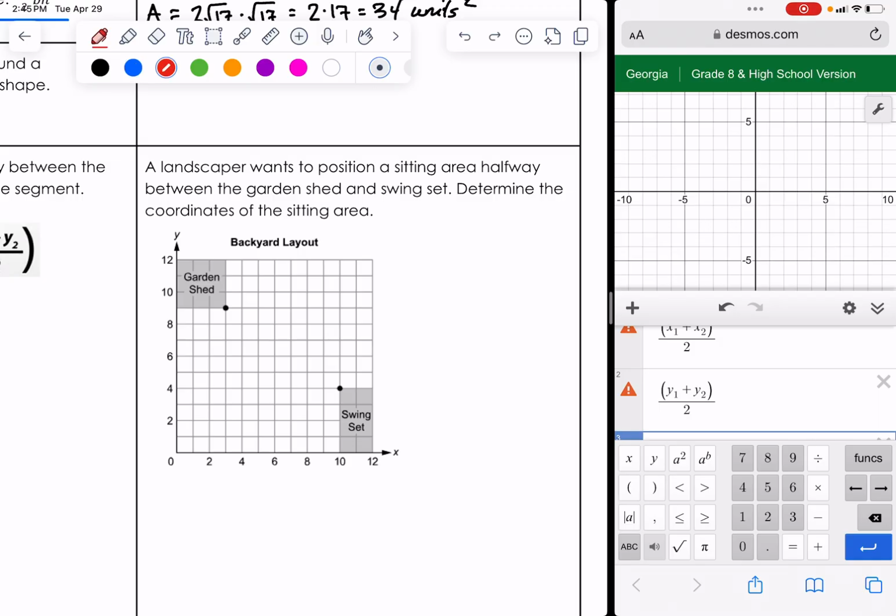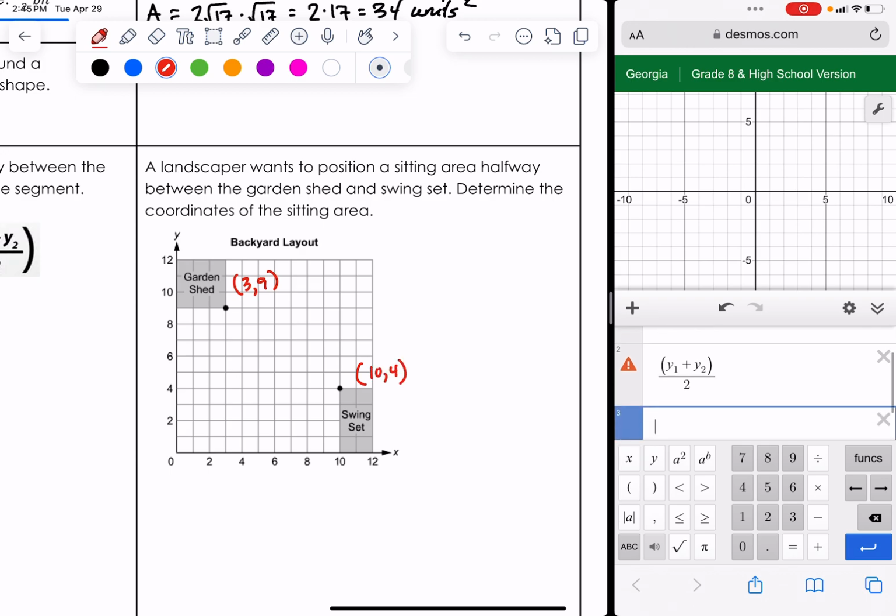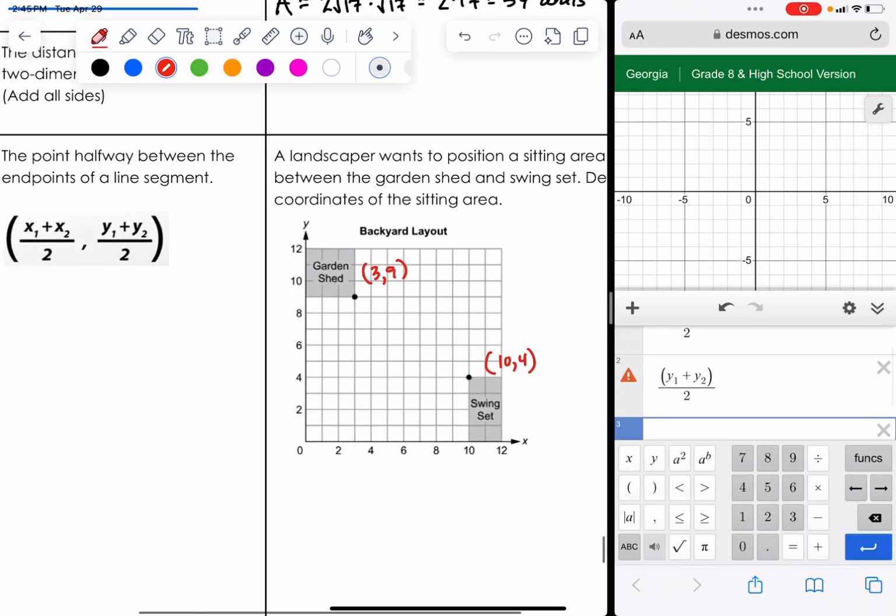So we can do this really what I would refer to as the long, hard way. So we got the point 3, 9, and we have the point 10, 4, and we can go through here and use our midpoint formula, which says to add the x's, which would be 13 divided by 2, and add the y's, which would also be 13 divided by 2. Both of these are 7.5, so if we went to 7.5, 7.5, should be about right there.